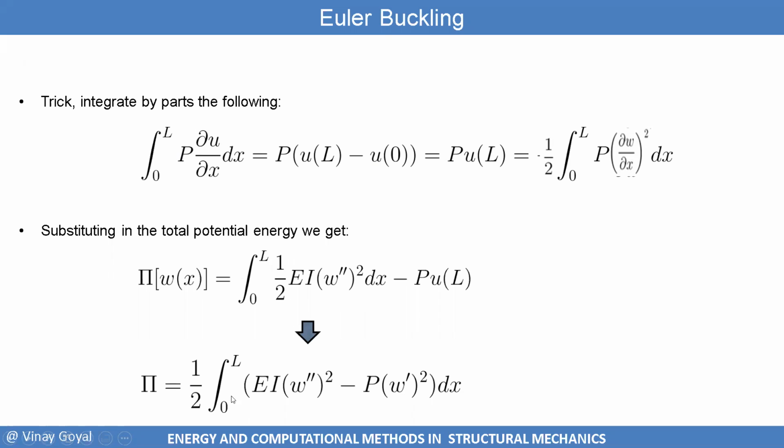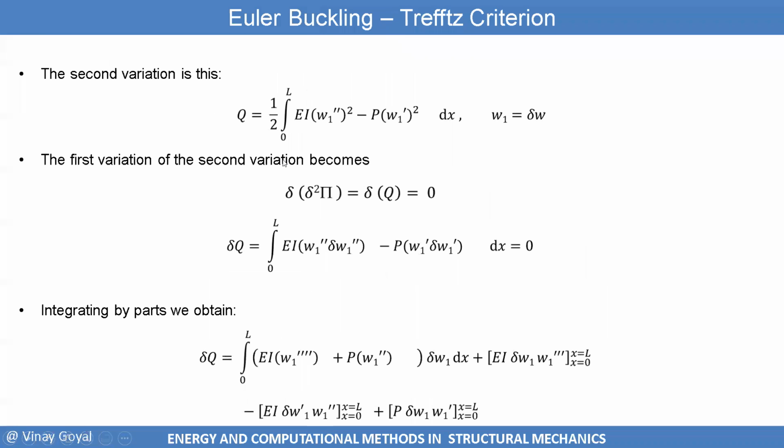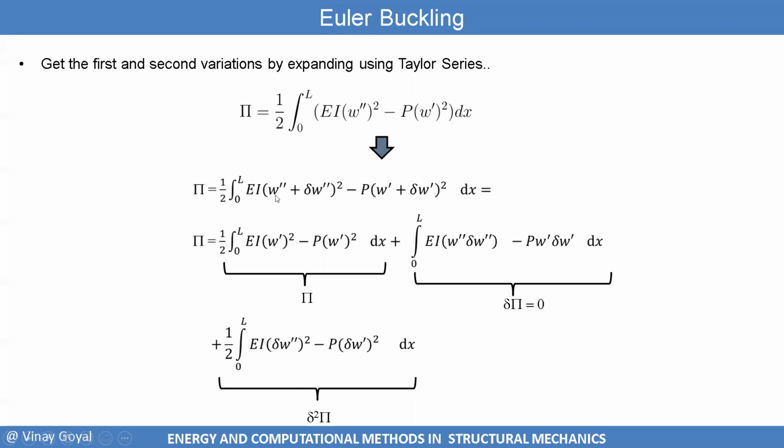So if we substitute that, we get this, and then we get the first and second variations by expanding using Taylor series expansion. We've already done this before. I can use epsilon eta, like a Taylor series expansion, but I'm going to do it this way. It's fine. W plus del W squared minus W del W. I could have put epsilon eta in here as well, but this is the way I'm doing it, which is fine. And then when I expand this, I get this is pi, this del pi, and this del squared pi.